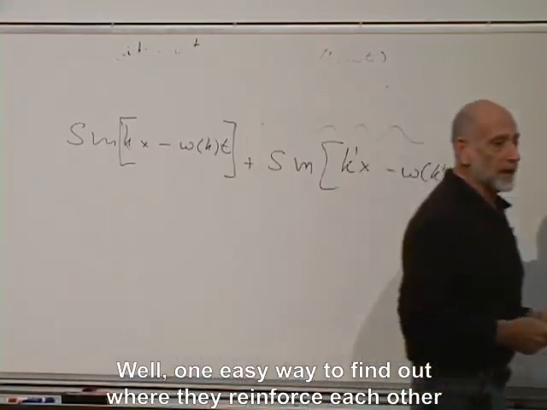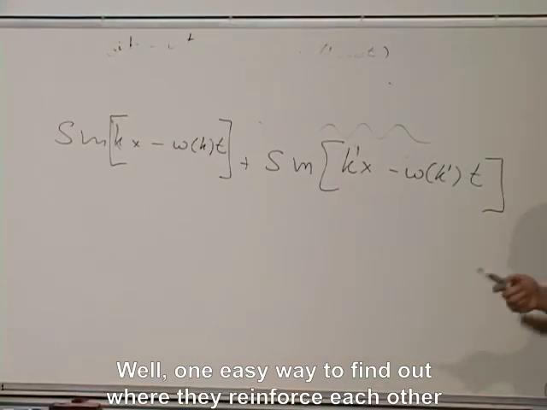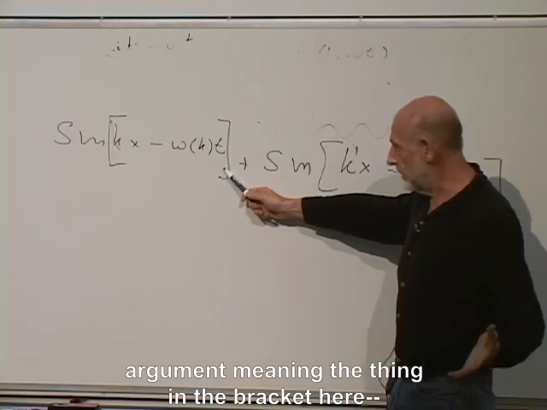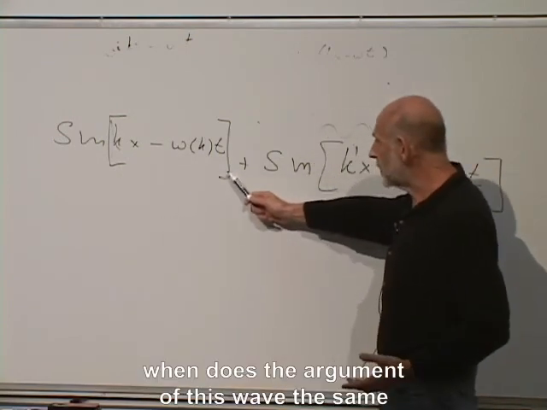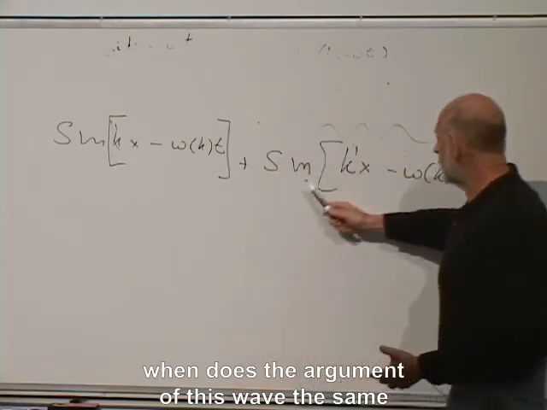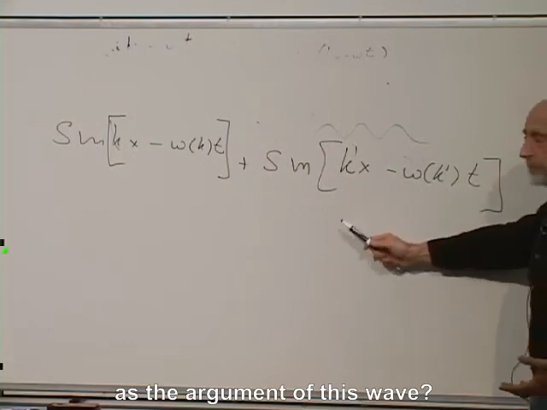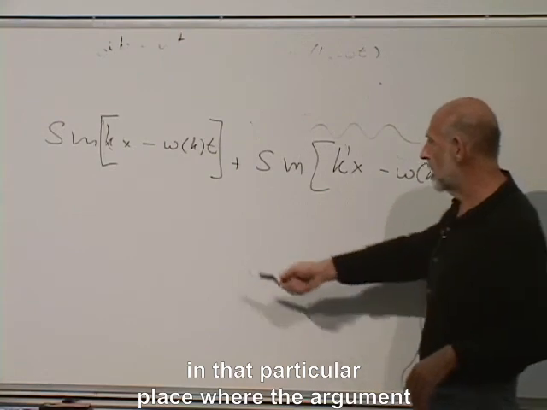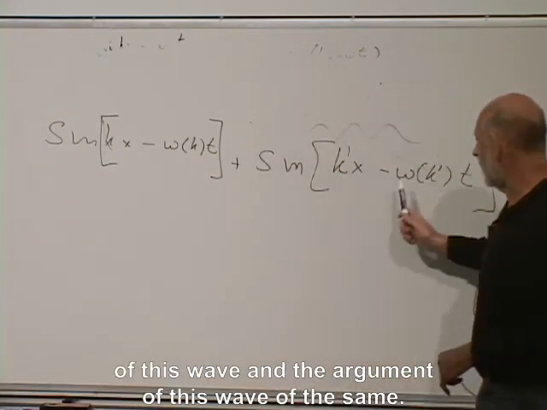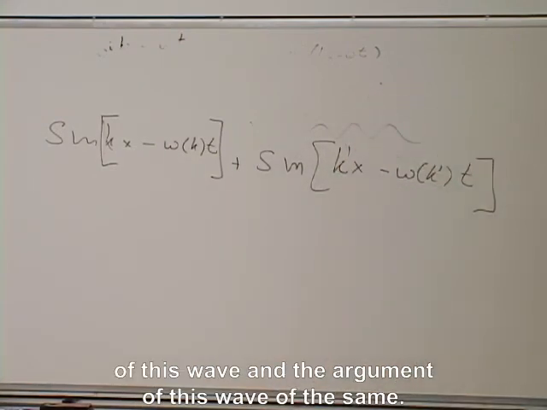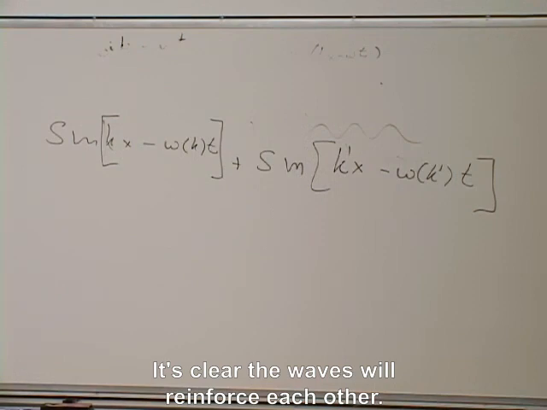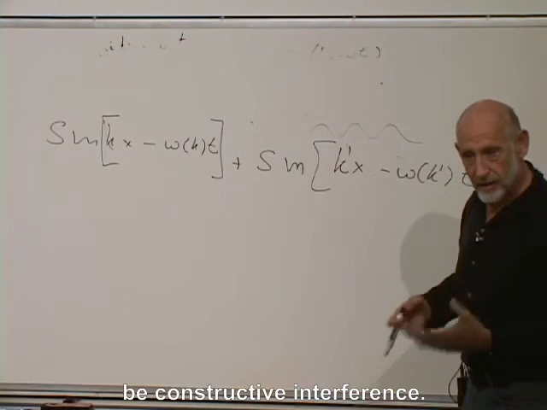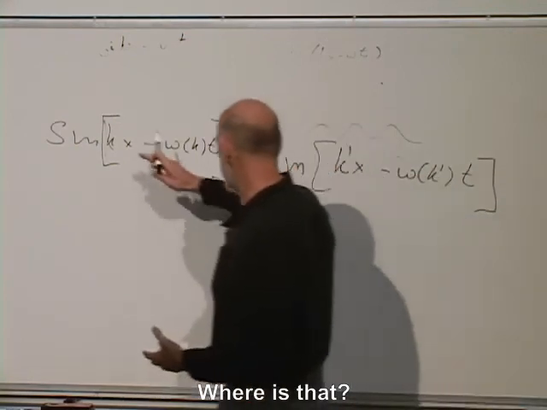Well, one easy way to find out where they reinforce each other is to ask: when is the argument of this wave, the thing in the bracket here, the same as the argument of this wave? In that case, at that particular place, the waves will reinforce each other and be in constructive interference. Where is that?